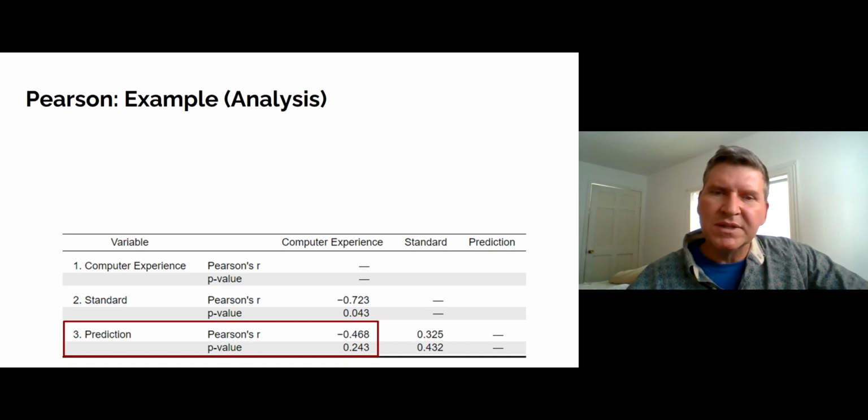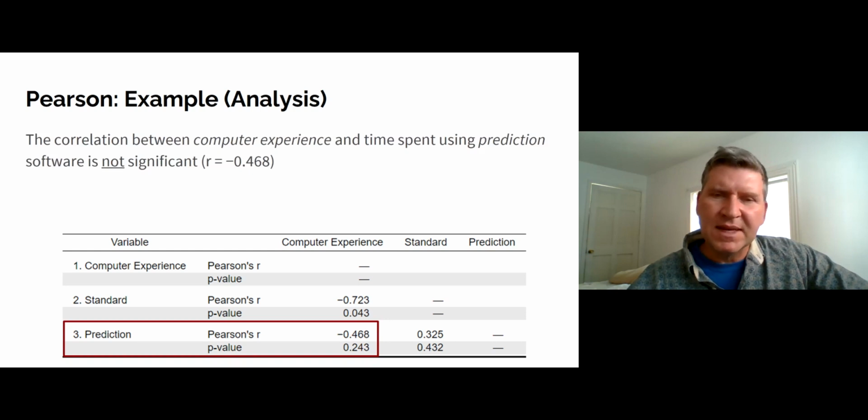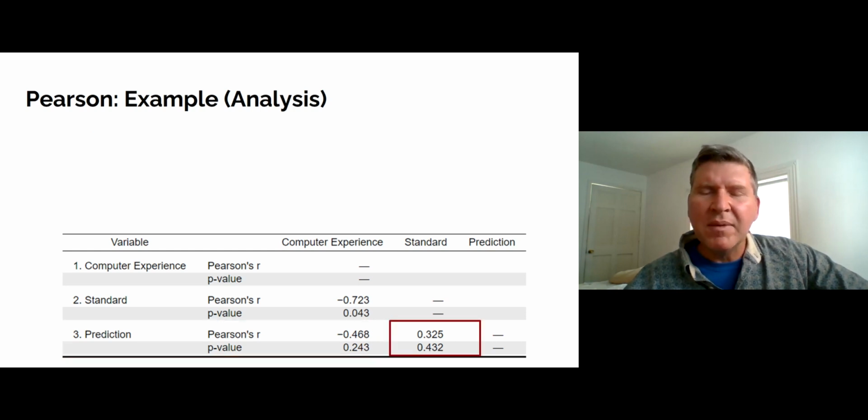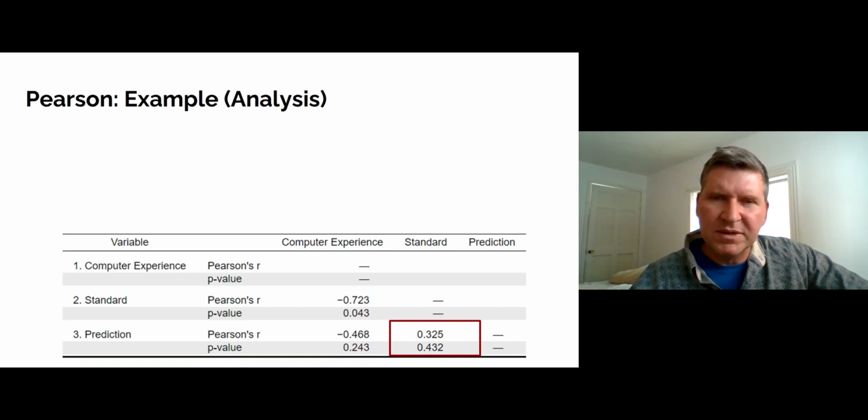And you can see the Pearson's R is minus 0.468. So there's a negative correlation, just as we would expect. However, it's not significant.